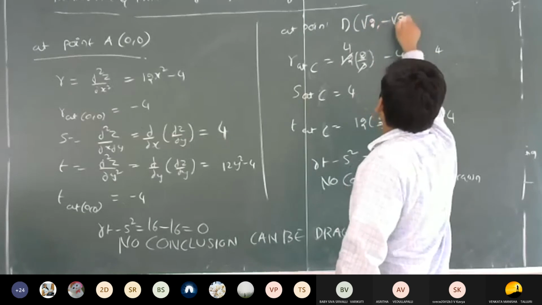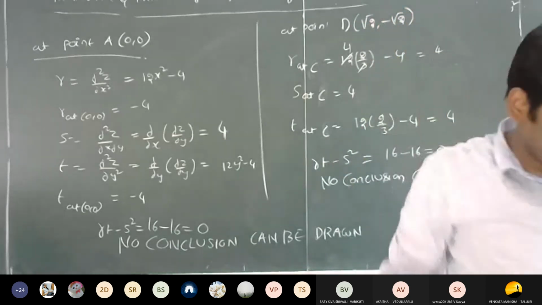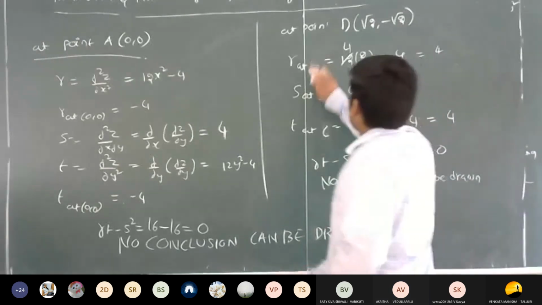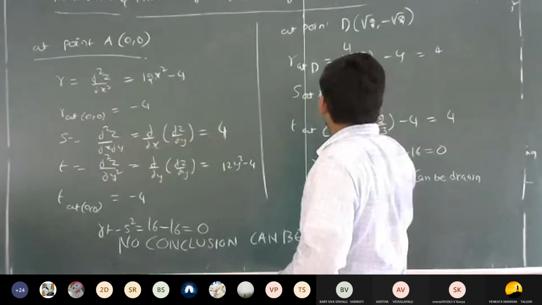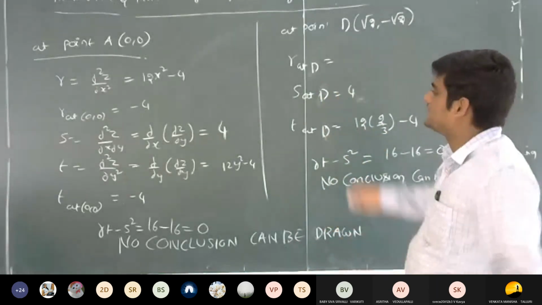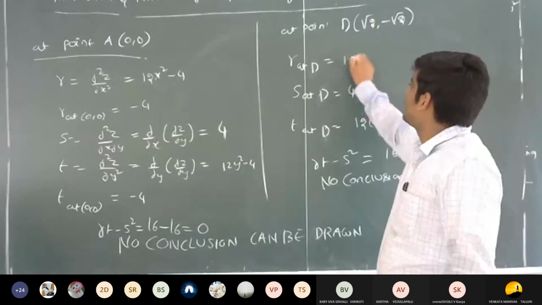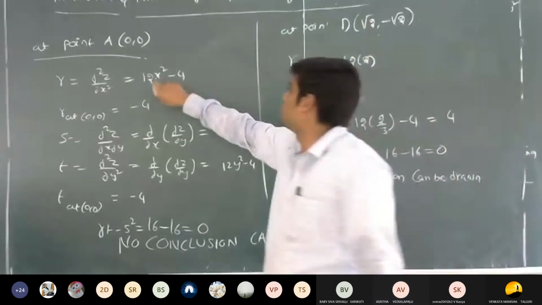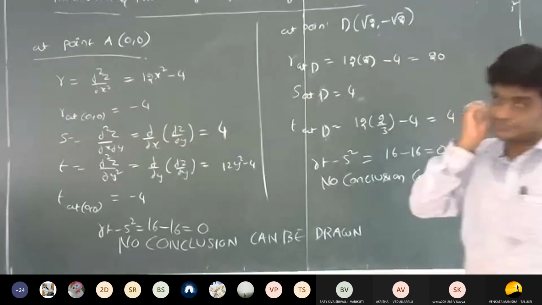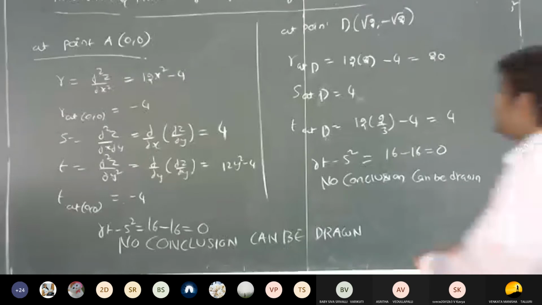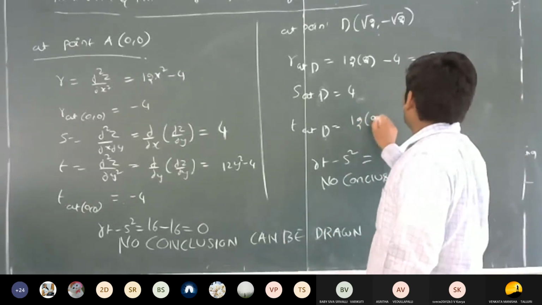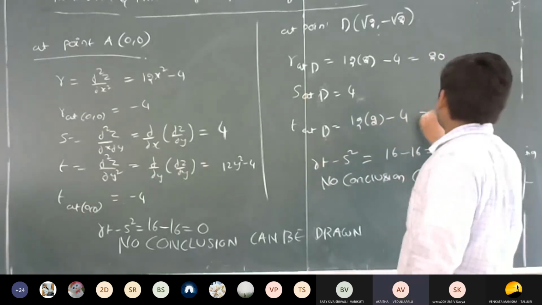Root 2 comma minus root 2. Yes? So now calculate r at D, s at D, t at D. s is fixed, so now we have to calculate the others. r at D, that is 12 into (root 2) whole square, which is 2, minus 4. That is 20. Next, the same. Here also you get the same answer: 12 into (minus root 2) whole square is 2, minus 4, so t is also 20.